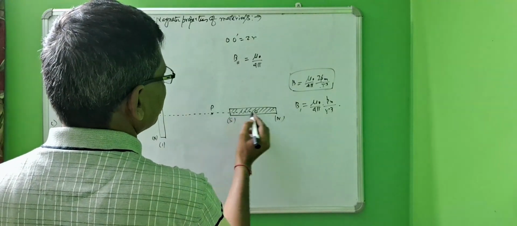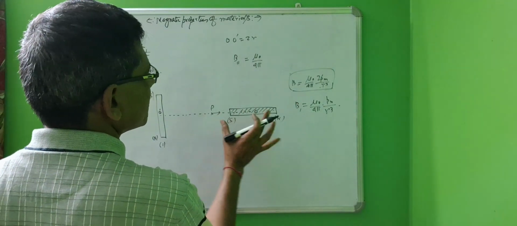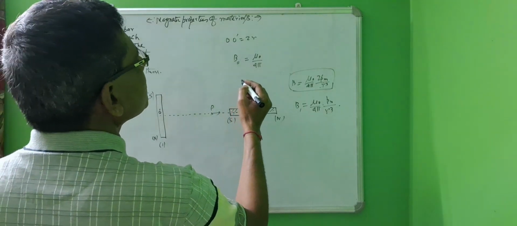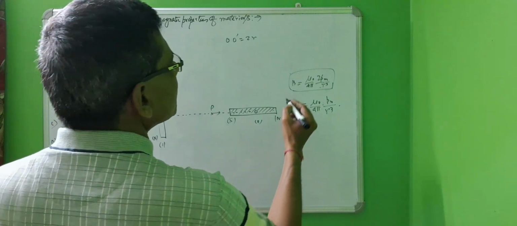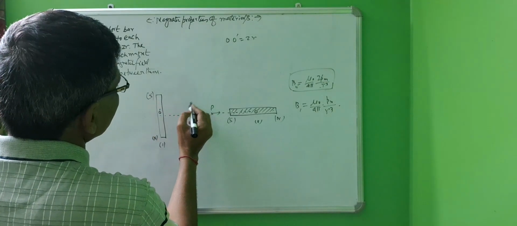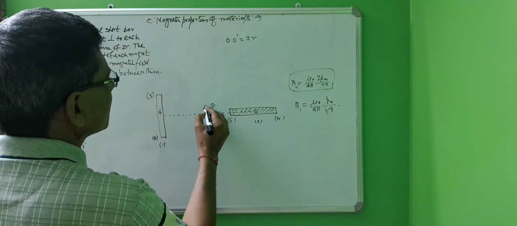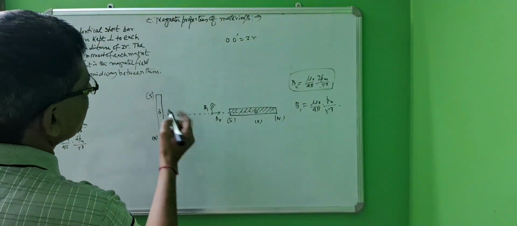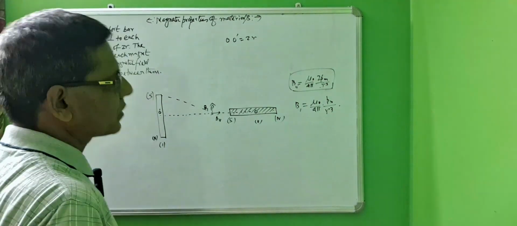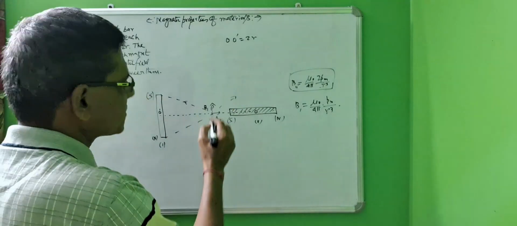So B2 is acting along this direction, because this one is short, this one is larger. Here is B2, here is B1, and B1 will be directed along this, because when a unit north pole is introduced and placed here, there is a force of attraction along this direction and a force of repulsion along this direction. So the result of these two goes into this direction.